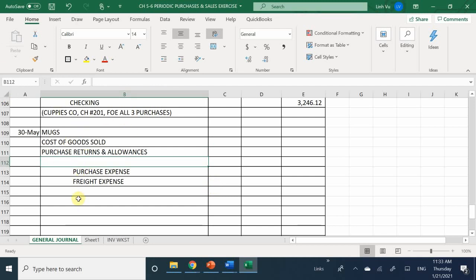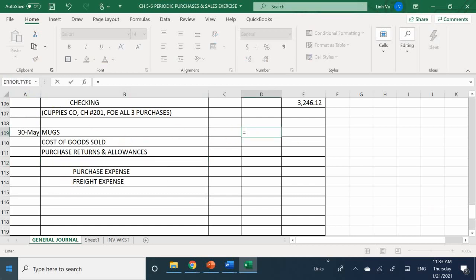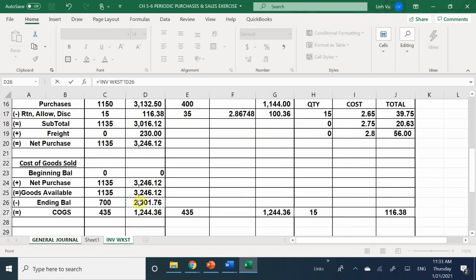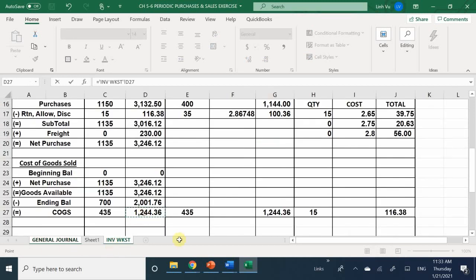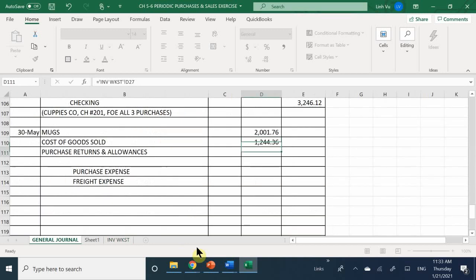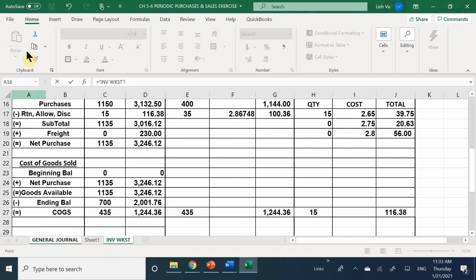So for now, what I'm going to do is I'm just going to have you guys plug everything in, and then we'll solve from there. Okay. So first things first is, what was my ending inventory that I solved for? 2,176. Okay. How much was my cost of goods sold that I solved for? Okay. How much was my purchase returns and allowances for? 116.38.